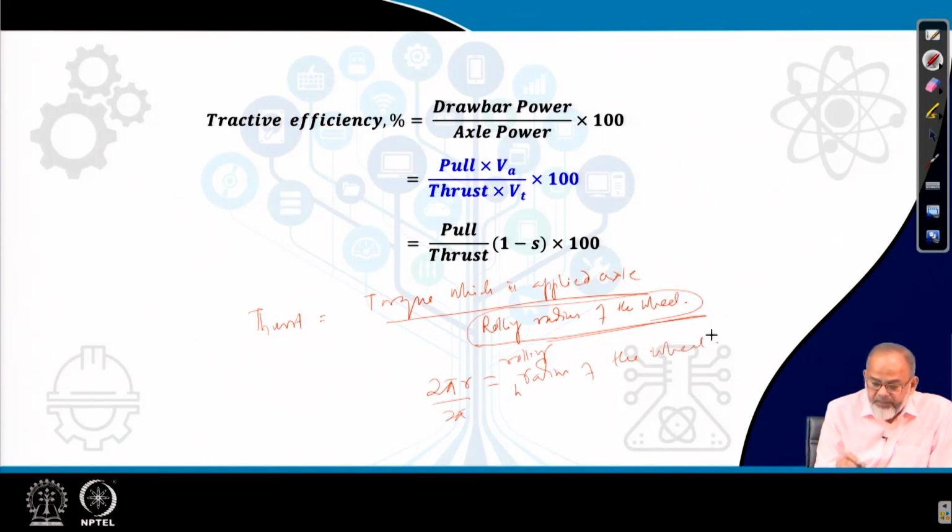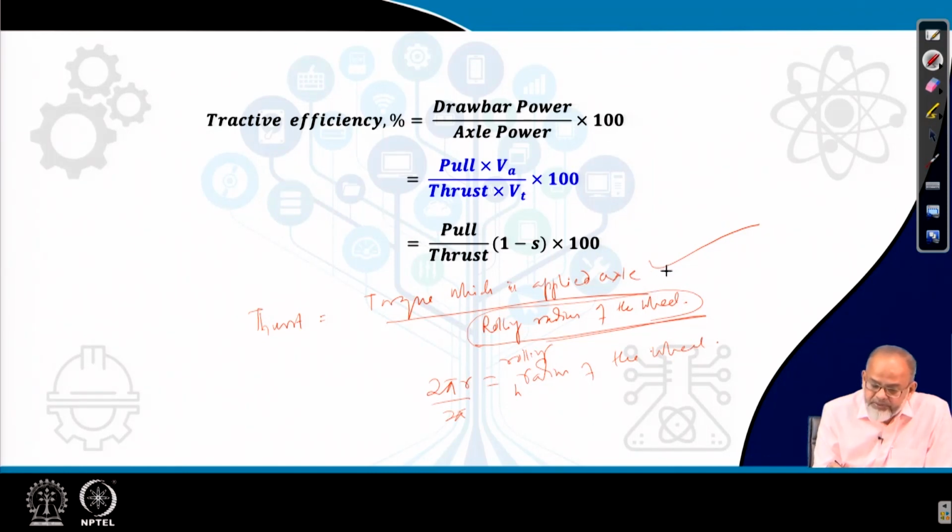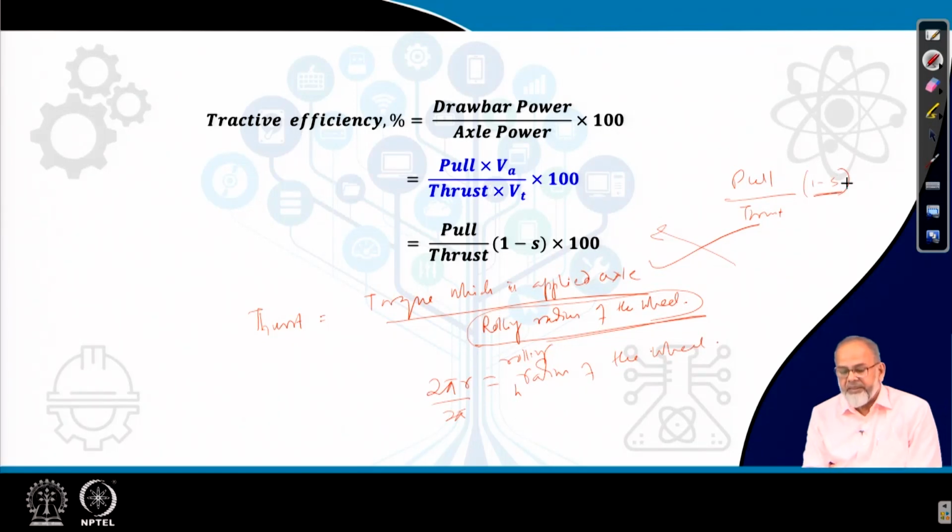Now, torque, I said we have utilized a torque transducer, so directly we will get the value of torque. Torque divided by r will give you thrust. Now if I substitute those values in this equation, pull we have measured utilizing a ring transducer, then thrust we have measured indirectly by utilizing a torque transducer and then dividing the torque data by the rolling radius. So we will get the data of pull and thrust. Then the other parameter which is required is 1 minus s. This 1 minus s comes from here, Va by Vt.